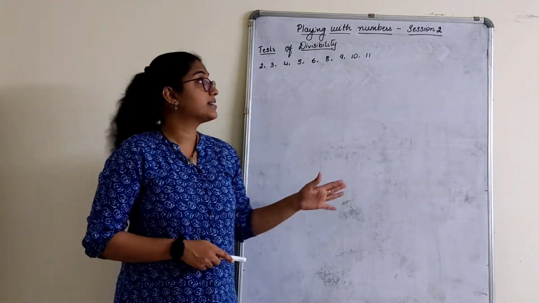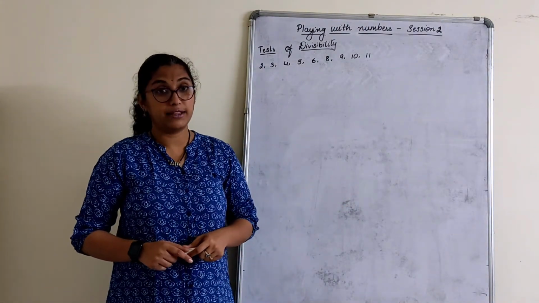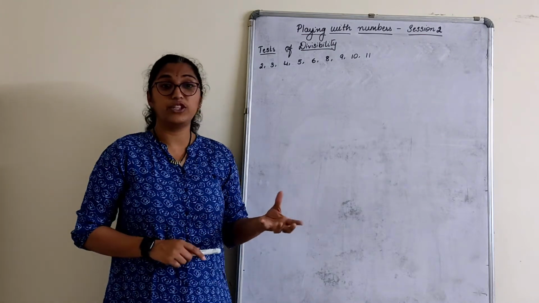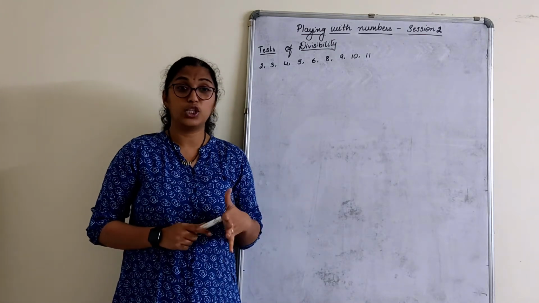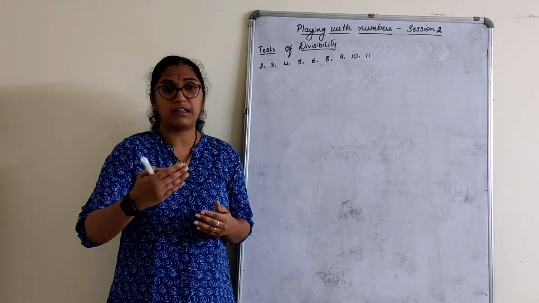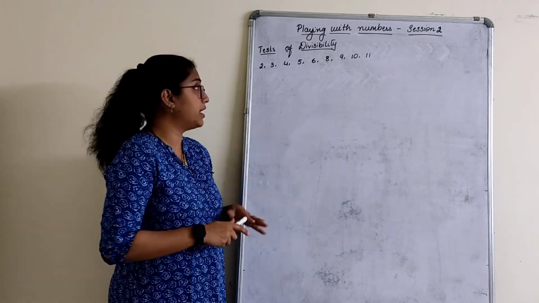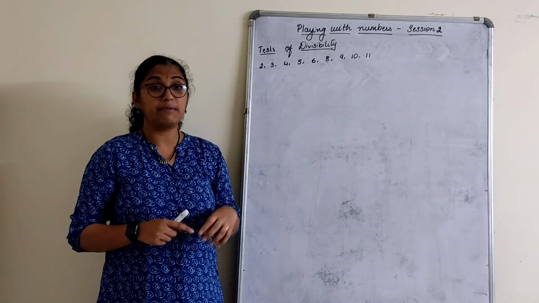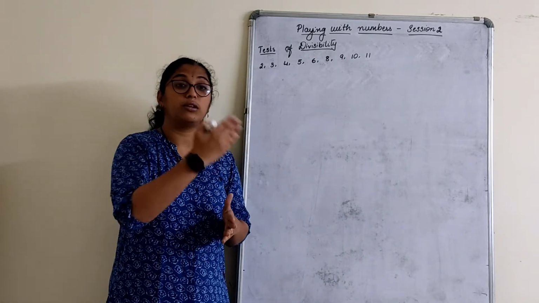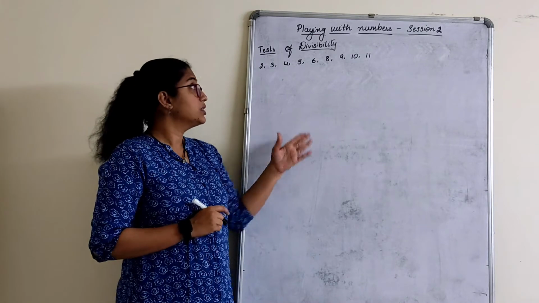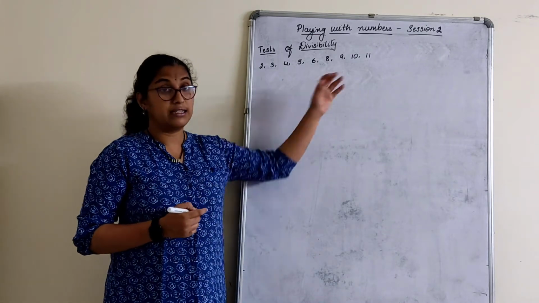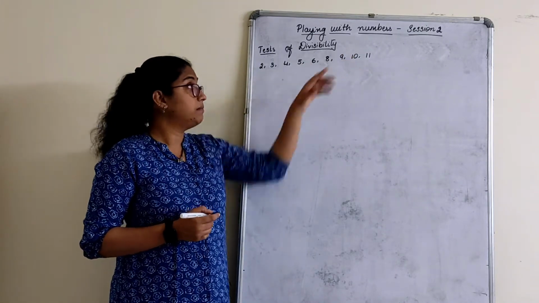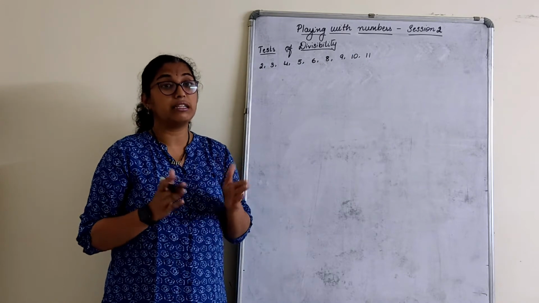Good morning. We'll start session 2 with the chapter Playing with Numbers. In yesterday's session we just understood the reversing of 2-digit and 3-digit numbers, in a brief understanding and explanation part. Then we solved a few numericals based on the puzzle type, where the alphabets were given and we have to replace them by numbers.